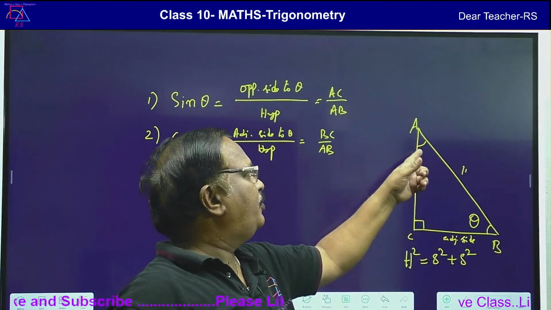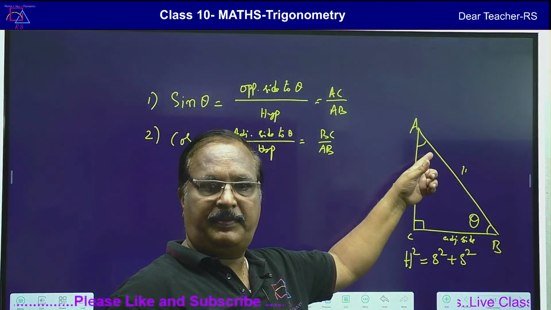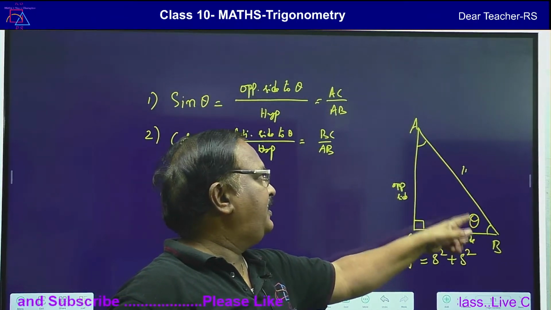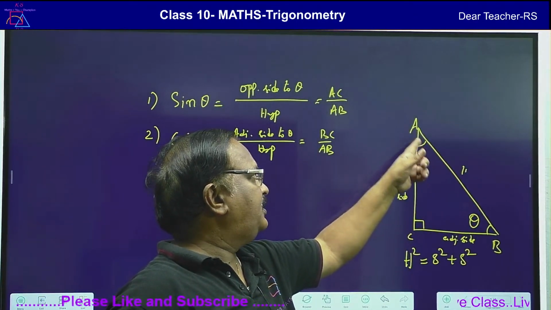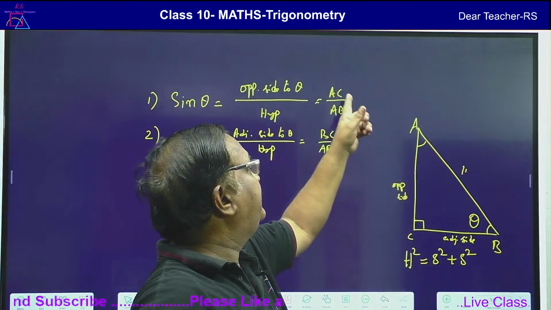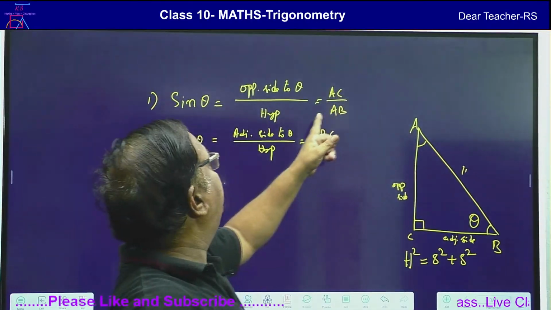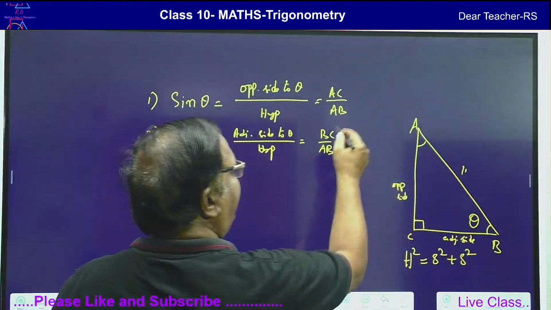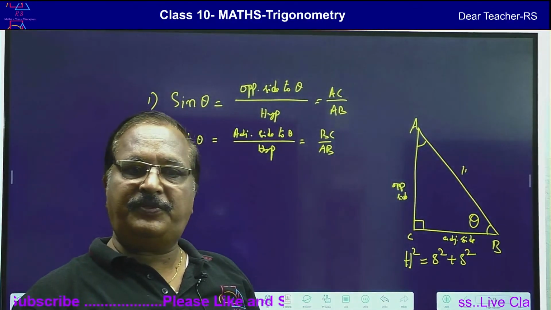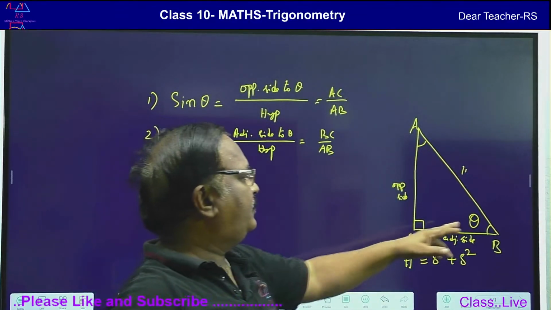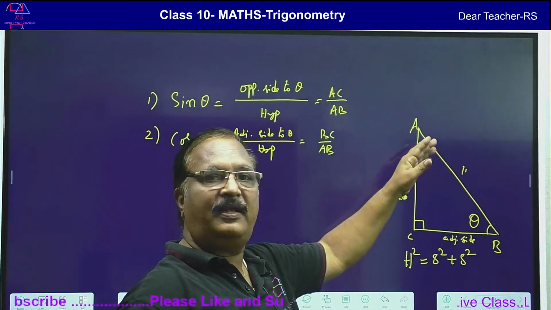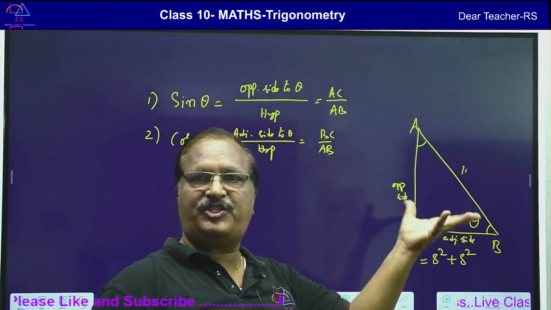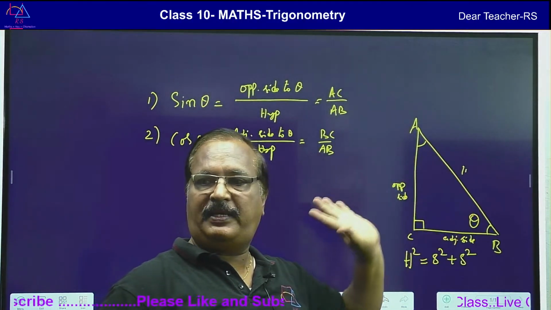Theta can also be here, near A. If theta is here, then the opposite side to theta is BC, in place of AC, BC will come. So you have to be very careful. Theta can also be here, then the opposite side and adjacent side will change. The hypotenuse will be as it is.